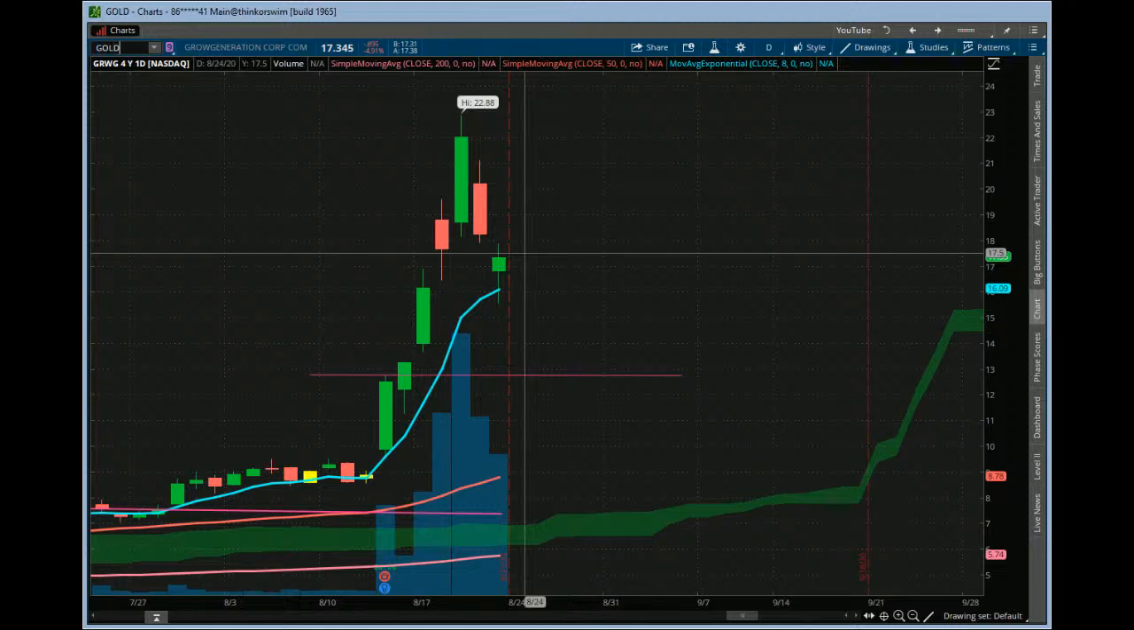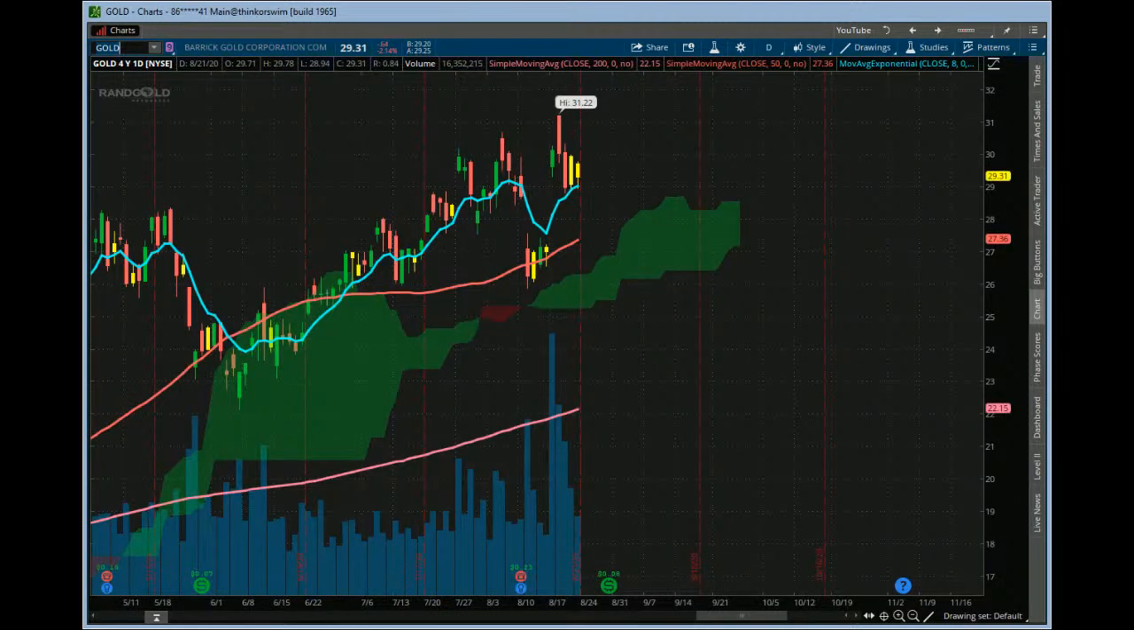And, of course, gold, double inside day right here. It's had an epic move up. It's kind of hanging on to its 8 EMA on that one.